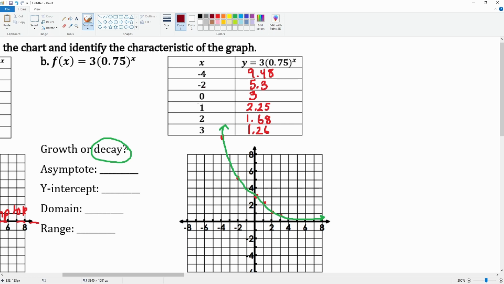Let's take a look at the asymptote. Here we go. Never crosses that y equals 0. The y-intercept is where it crosses, right here, at that point (0, 3). The domain is always going to be that same answer, negative infinity all the way to positive infinity. The range, the smallest y, which was 0, and then it goes all the way to positive infinity.